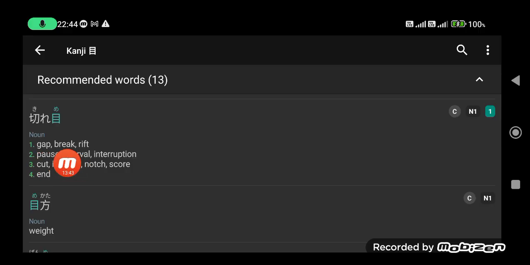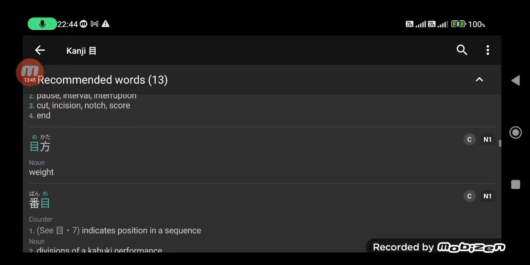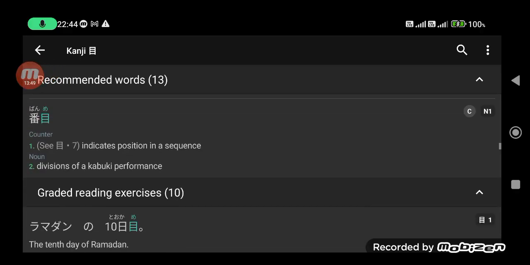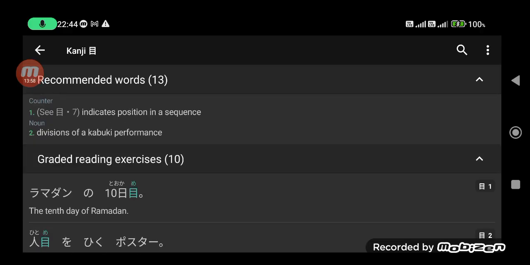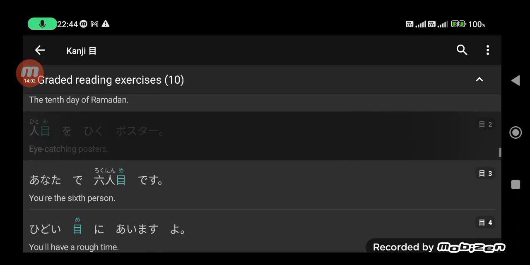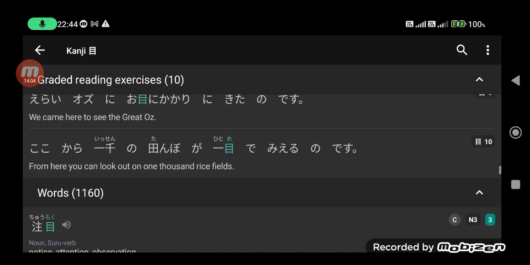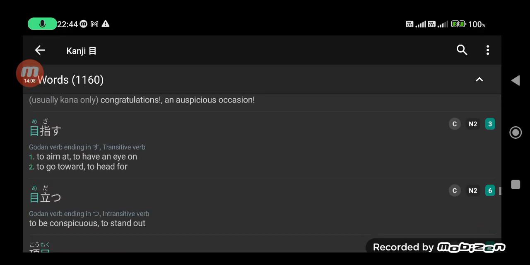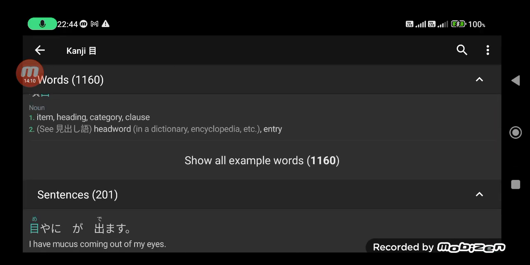Kireme, gap, rift, break. Omoome, weight. Banme, we will go about this. Banme indicates position in a certain sequence. Banme. I will tell you more about that later on. Okay, so let's go to some sample sentences to save time, and I will just give you 3 to 4 sentences.